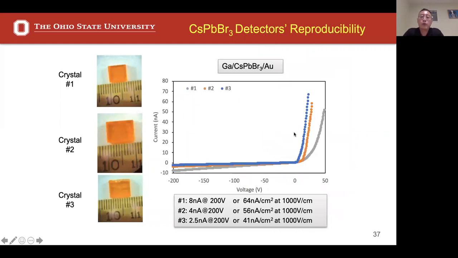Here is showing you we not just have one device, we really have fabricated a lot of devices and try to look at their IV curve. It is pretty consistent for gallium gold structure in this case. There's 3 different devices fabricated at different times, and they all show very low leakage current at 200 volts bias.